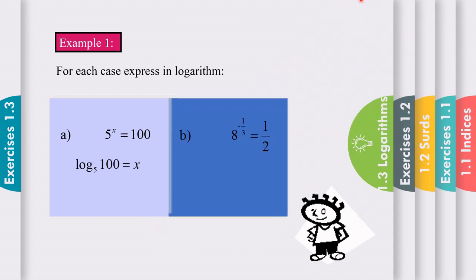So B, let's say if you have 8 to the power of negative 1 over 3, which is equal to 1 over 2. So in terms of log, you can write it as log 1 over 2 base 8 equals negative 1 over 3.